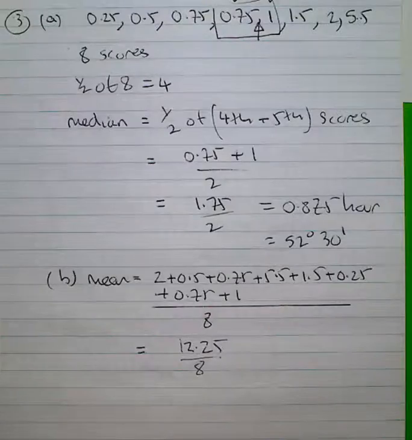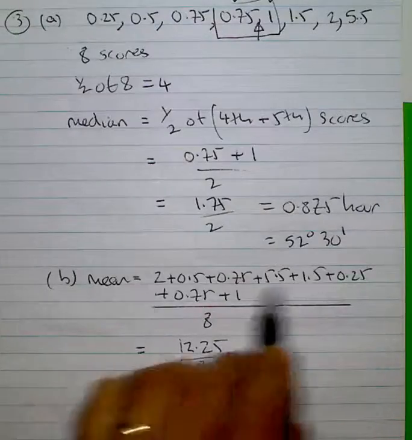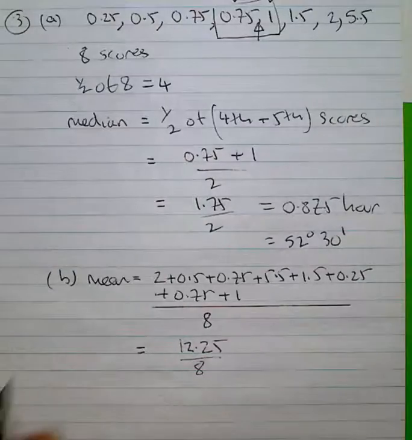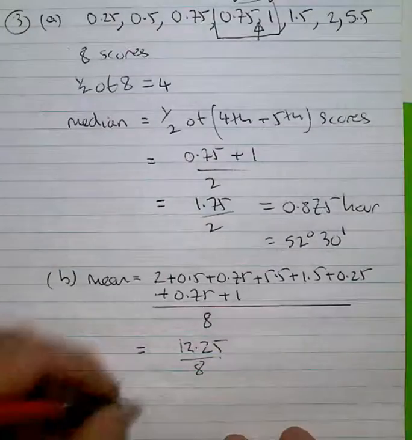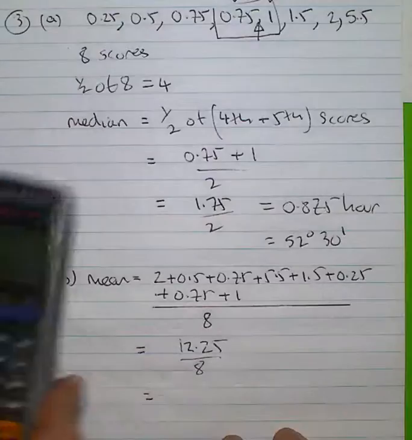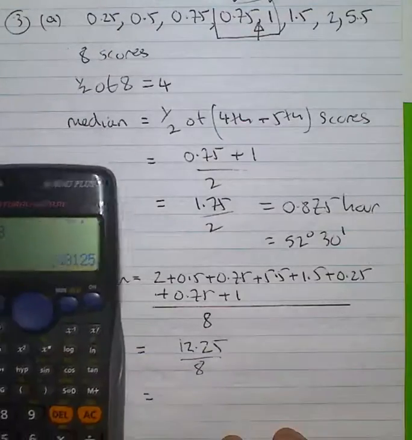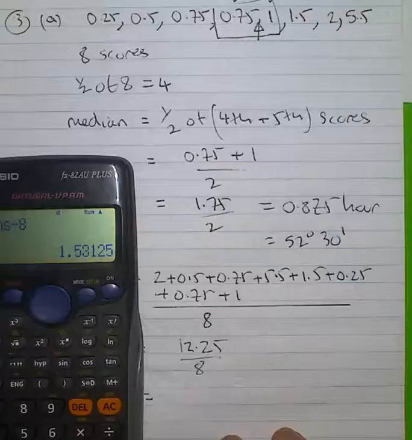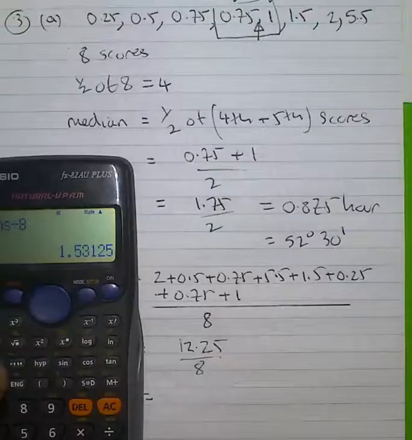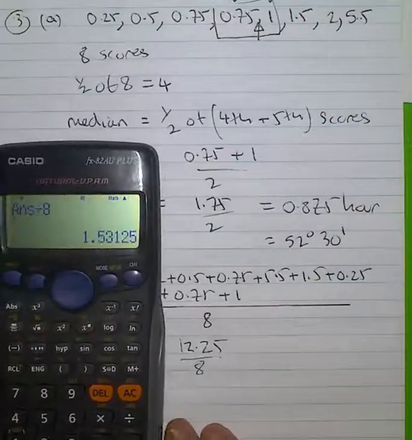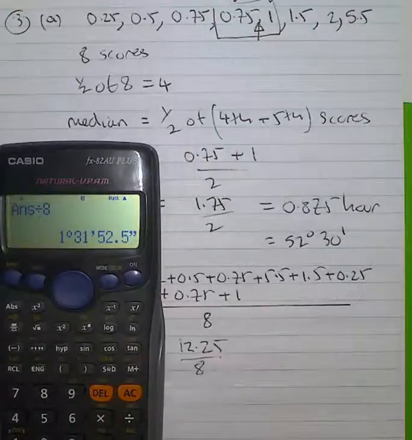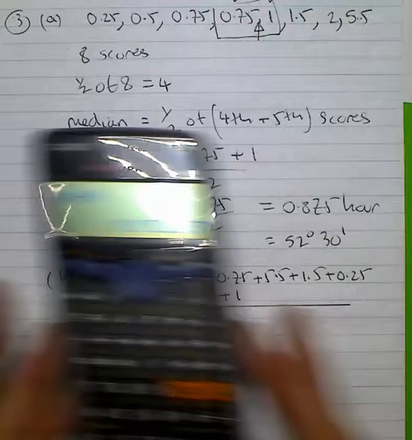For part B, as before, we add up the total times, divide them by the number of people involved, which is 8, and I get 12.25 divided by 8. Now when I do the division, I get 1.53225. Now that's a clunky time, so as before, I use my degrees, minutes, seconds to give me 1 hour 32 minutes. I round that to the nearest minute.